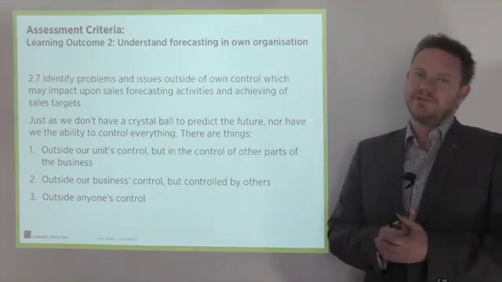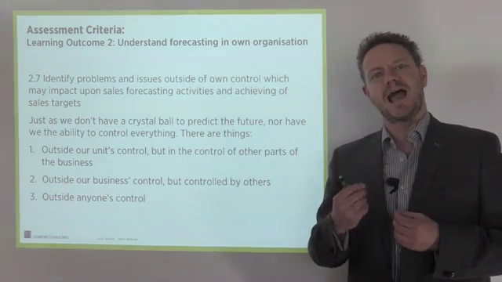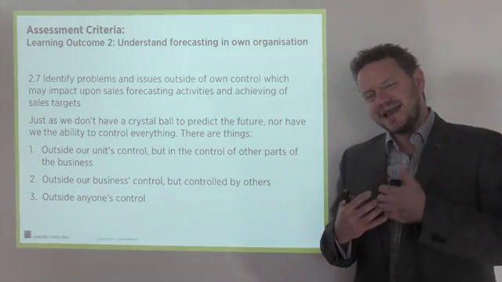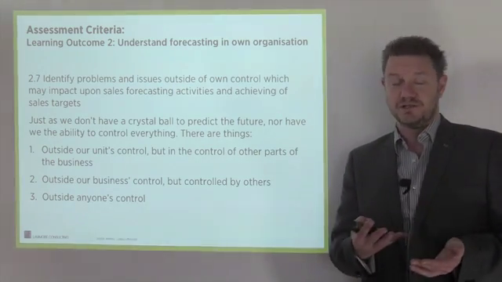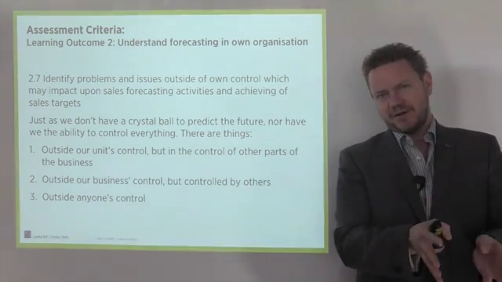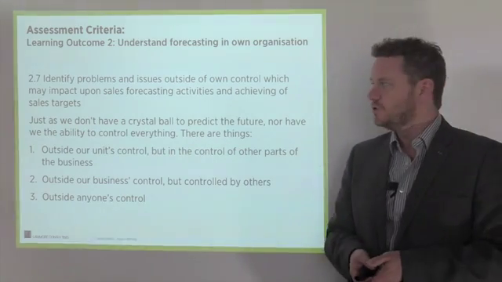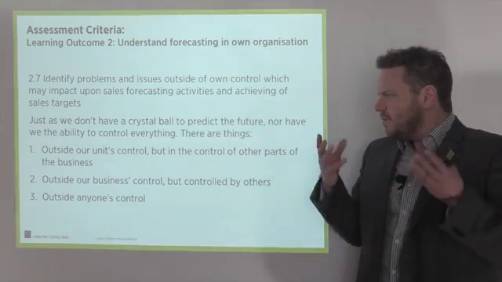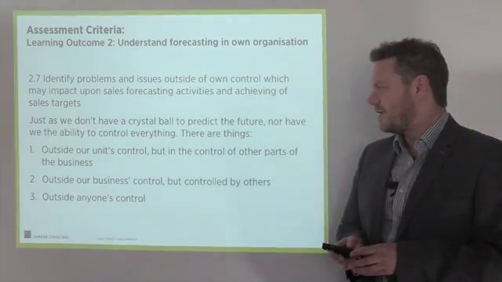The final part of Learning Outcome 2, Learning Outcome 2.7, is to think about the areas that are outside of our control, the areas that we need to understand in enough detail to be able to understand how they impact actual performance versus forecast, and to help us really understand which bits we need to focus on and which bits, to be honest, we need to shrug our shoulders and say, do you know what, there's nothing we can do about this. We don't have a crystal ball, we can't predict the future. What we need to think about is what is outside of our control that we need to stop worrying about.